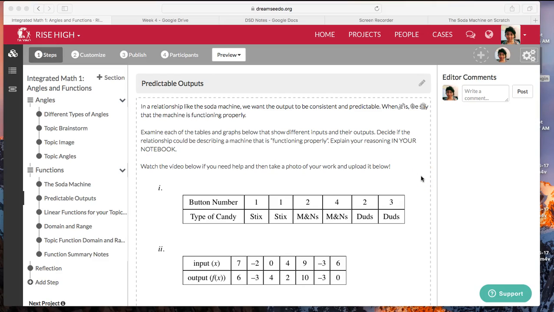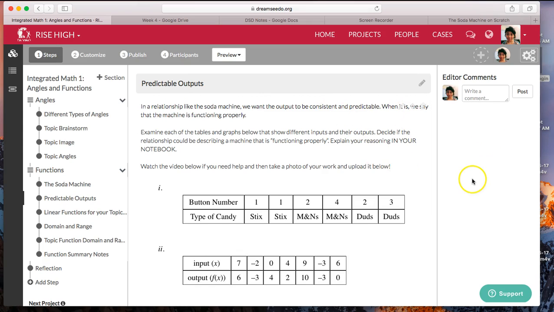Right, so in this part it says predictable outputs. In a relationship like the soda machine, we want the output to be consistent and predictable. When it is, we say that the machine is functioning properly.